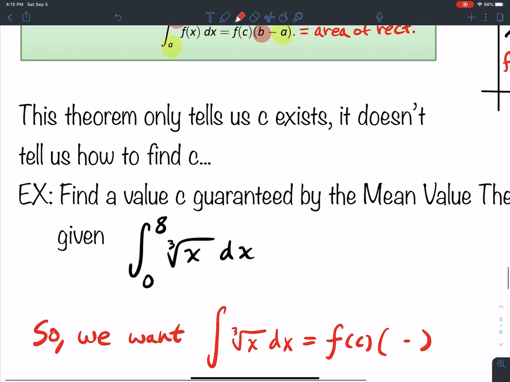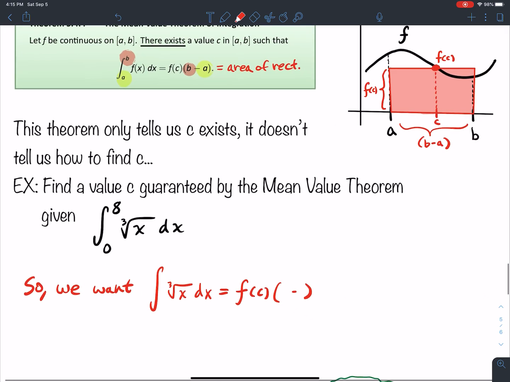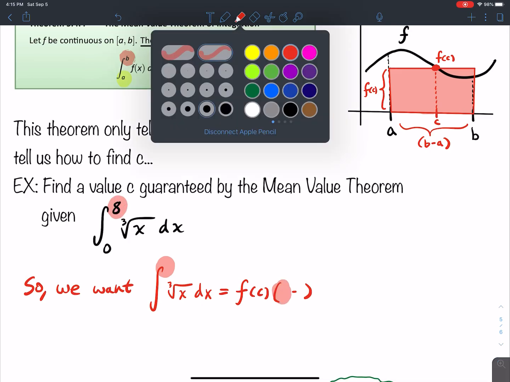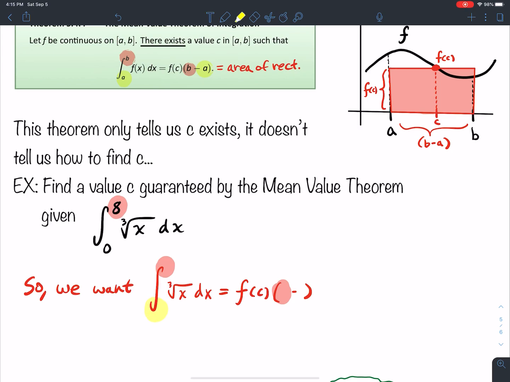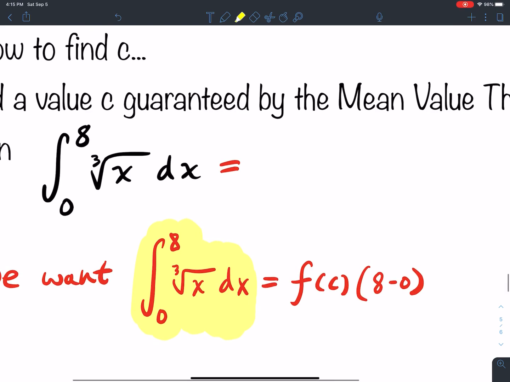So for this particular problem, my b is 8, so I do 8 minus, and then my a is 0, so 8 minus 0 is going on right there. So let's plug it in. What does this tell me? All right, so what I want is the definite integral from 0 to 8 of the cube root of x dx equal to f of c times 8 minus 0.